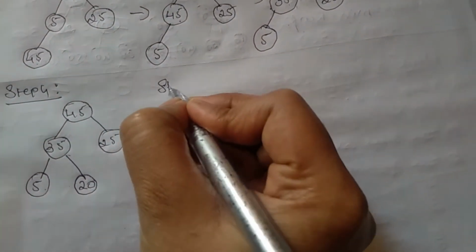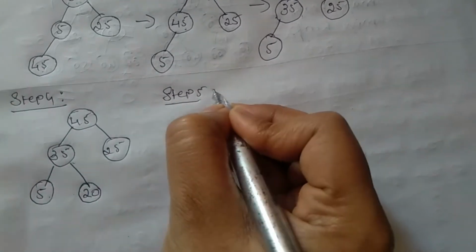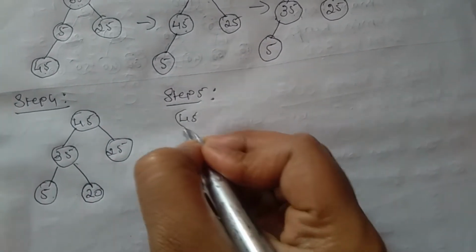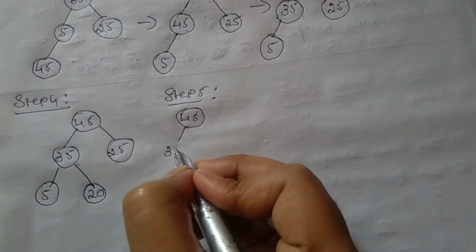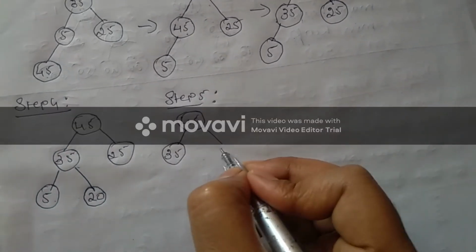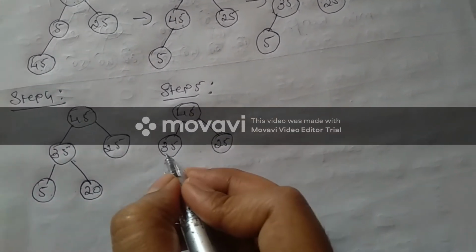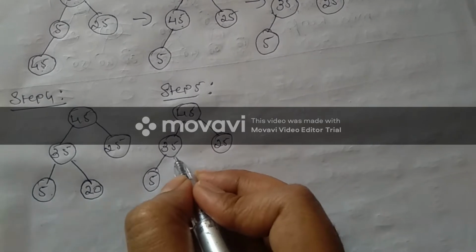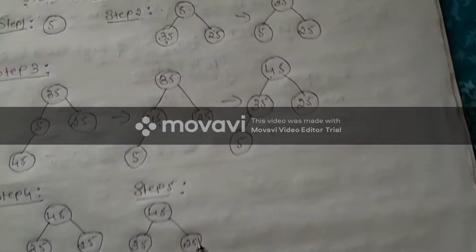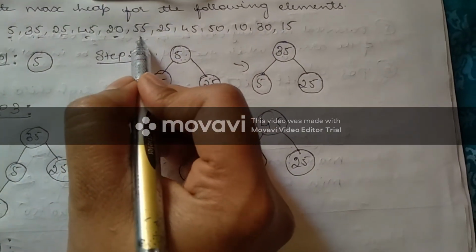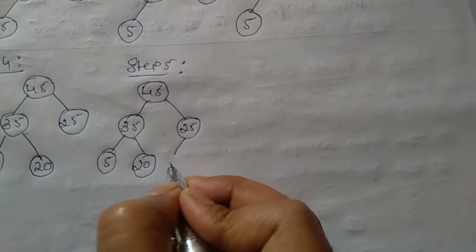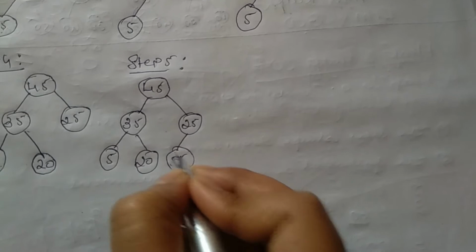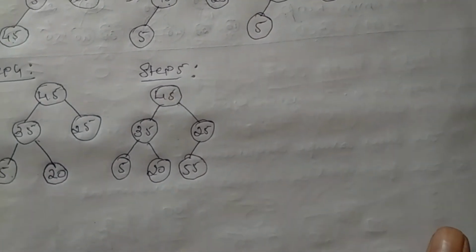Next I'll go for step 5. In step 5 I'll just write as it is, 35, 25, then 5, 20. Which is the next element in the array? It is 55. Where do you have to keep this 55? I have to place this 55 towards left of 25.